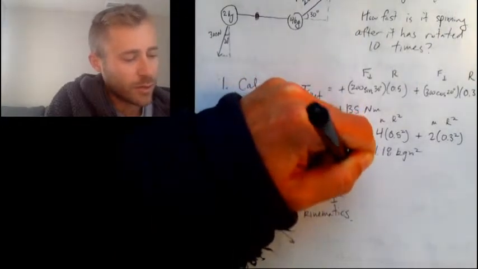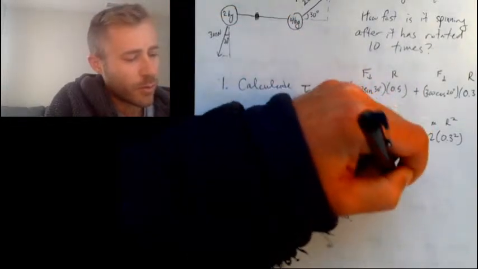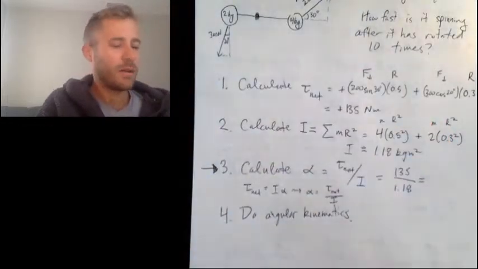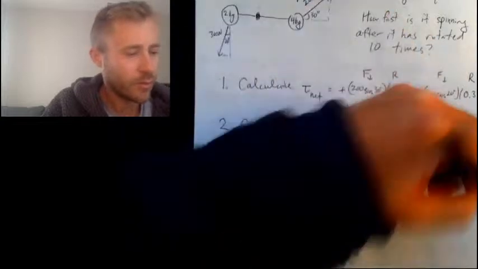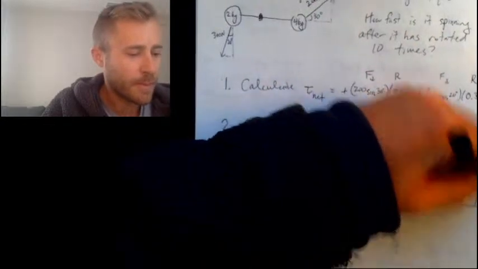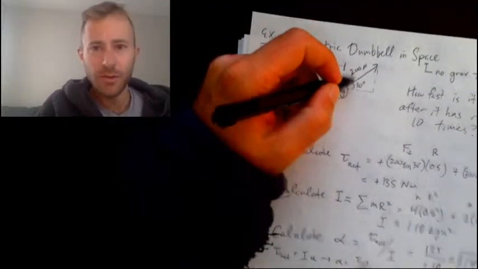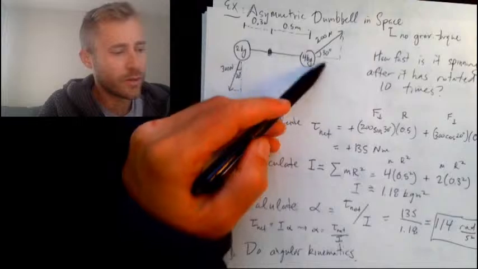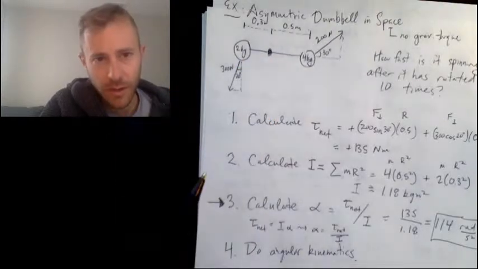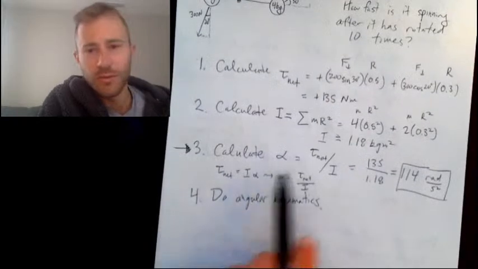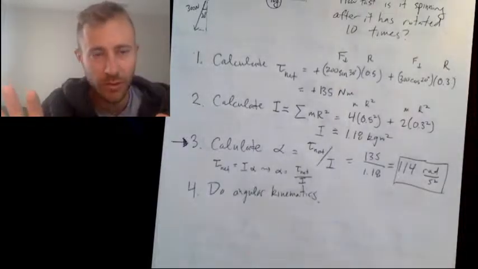Because we need to use Newton's second law for rotation. So we have net torque over inertia, which gives 135 over 1.18, which gives 114 radians per second squared as the angular acceleration. By the way, notice how the angle that I took the sine of and the angle that I took the cosine of were in degrees. So that is why my calculator had to be in degree mode. But now using Newton's second law for rotations, I'm back to radians. So I did not change my calculator away from degree mode. It was always in degree mode.